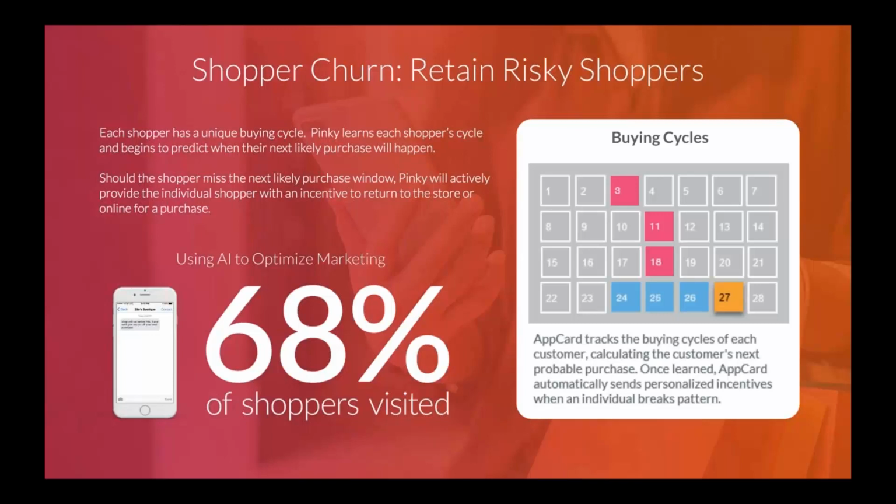Once activated, Pinky will learn to identify shoppers whose purchasing profile changes to match an at-risk shopper and automatically send marketing communication to influence another visit to your store. Amazingly, this type of campaign sees approximately 68% of shoppers return to the store, making it a super powerful anti-churn tool.